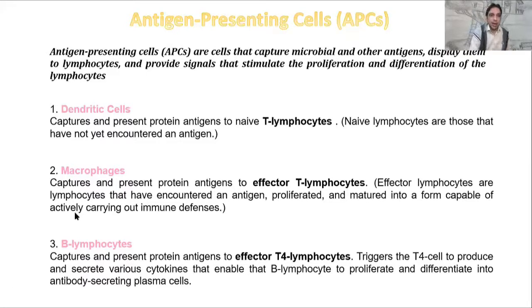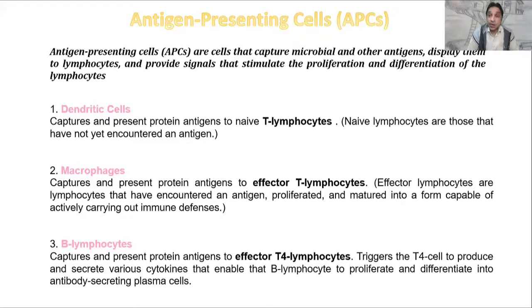The other is the macrophages. The macrophages capture and present protein antigens, particularly protein antigens, to the effector T lymphocytes. So this is not sharing the information with the naive T cells. They are sharing the information with the effector T lymphocytes. And you can remember that the effector T cells are produced out of the naive T cells.